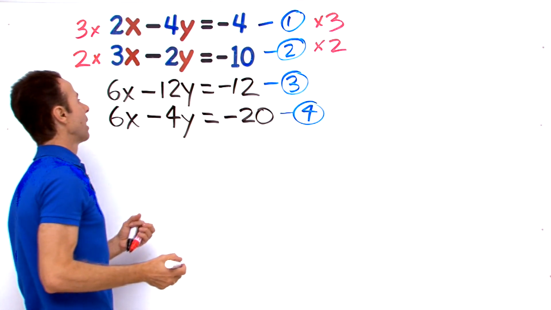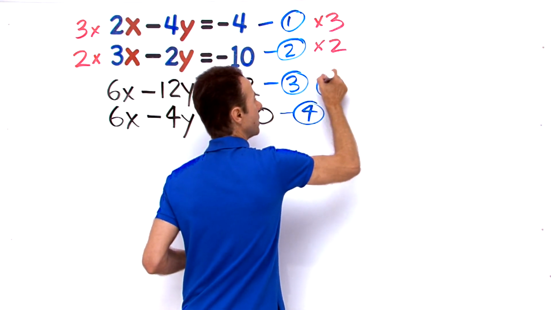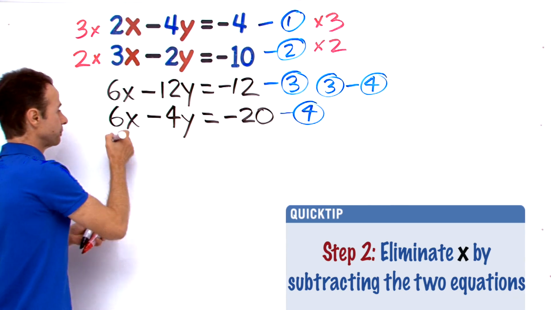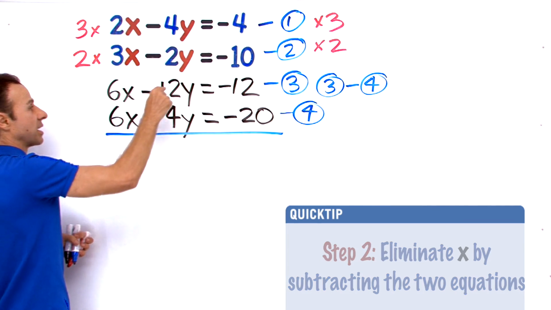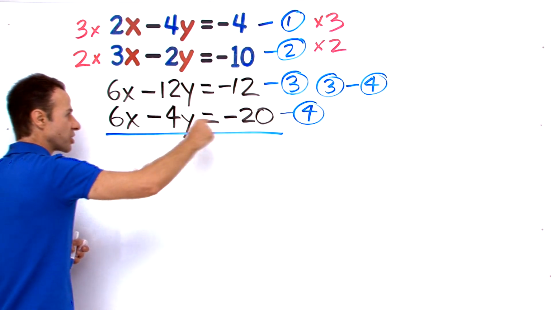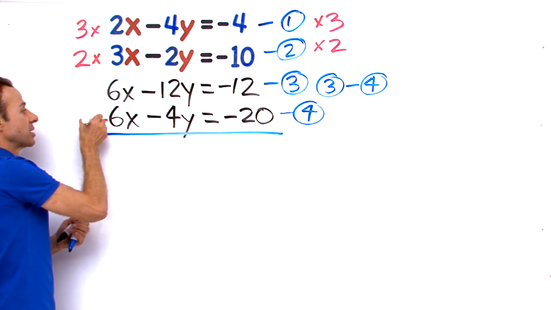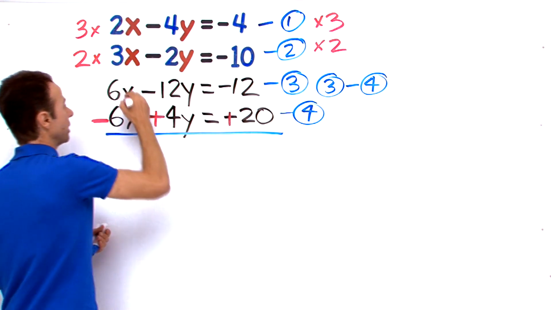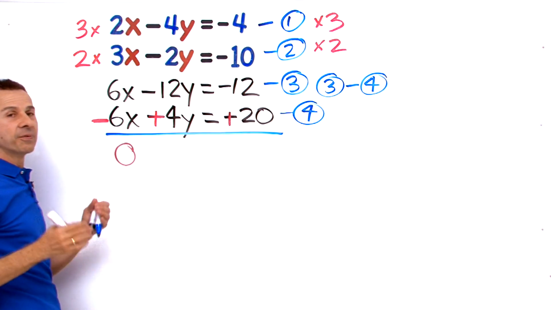Okay, all we need to do now is take equation 3 and take away equation 4. Subtract them. An easy way to do that, instead of going that minus that, that minus that, I'm just going to change the sign of the bottom ones and just add them together. It's an easy way. So change the sign, change that to a plus, change that to a plus. Now I'm just going to add them. 6x minus 6x, 0. We've eliminated the variable of x.